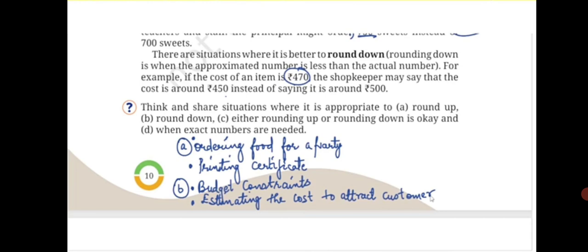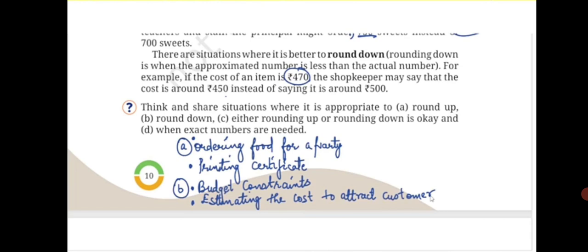And the third one, tell me two situations for the third one: either rounding up or rounding down is okay. In this situation, you can round down or round up also. For example, telling someone your age. Sometimes you forget your age, so sometimes you tell more than the actual age, and sometimes less than the actual age, or reporting average temperature also.